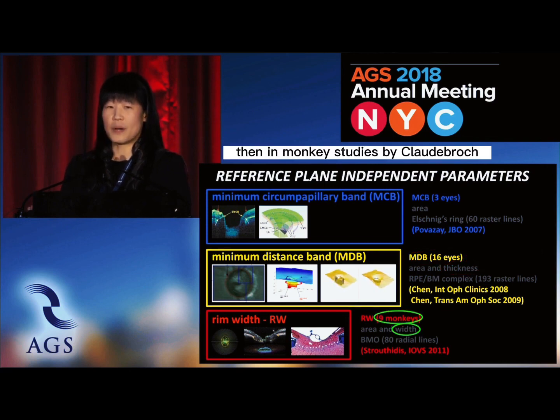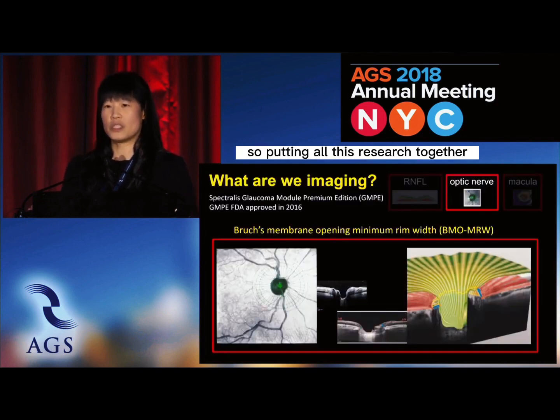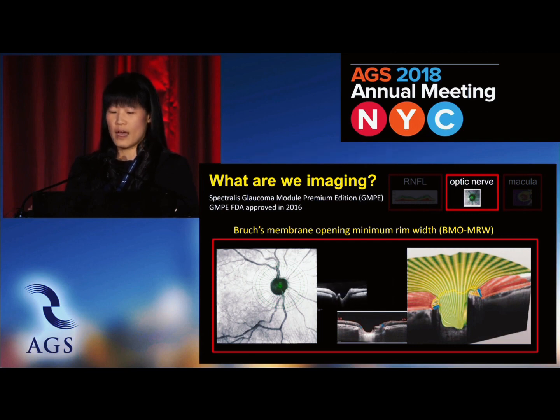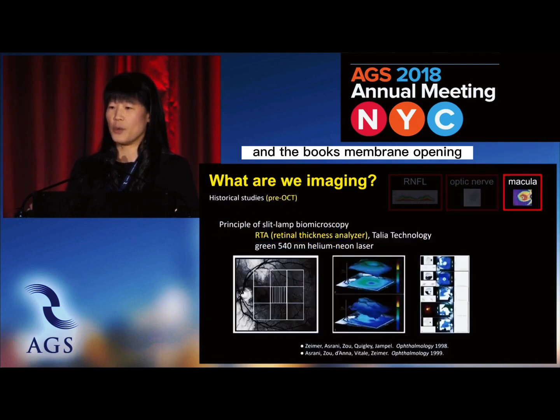Then in monkey studies by Claude Burgoyne's group, longitudinal analysis of monkeys showed that also maybe width is better than area, and also in Baosheng Huang's group that width may be better than area. So putting all this research together, we have embodied in the Spectralis software the BMO minimum rim width, which is shown here in the yellow band connecting the surface of the cup and the Bruch's membrane opening.